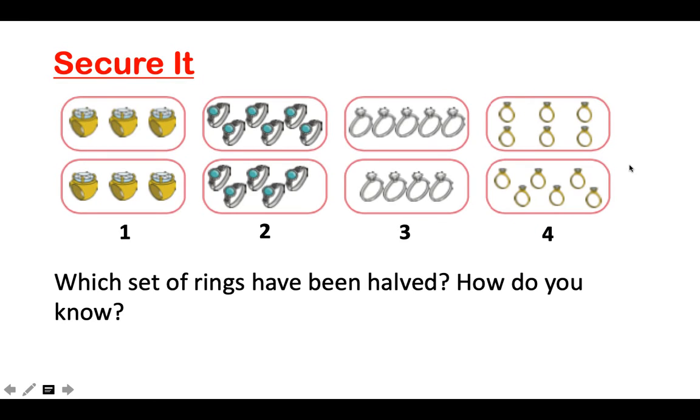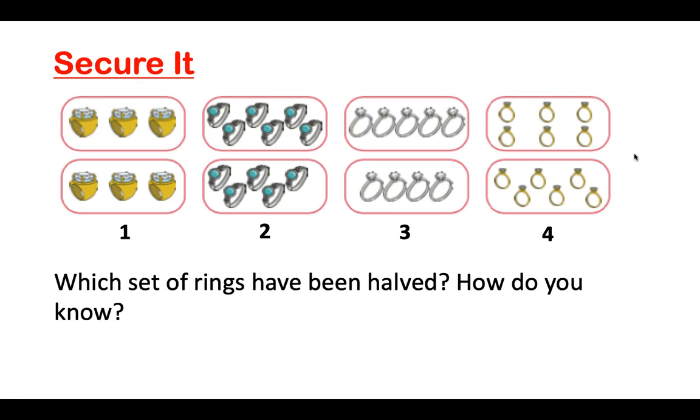Okay, so now we've got our secure it. So I've got 4 sets of rings, number 1, number 2, number 3 and number 4. So what I would like you to do is work out which set of rings have been halved. So all of these rings were a whole set to start with, okay, but now they're in 2 halves. Okay, well, one of them is in 2 halves, or maybe 2 of them are in 2 halves, but they're not all in halves. Okay, so I want you to find out which set of rings have been halved and how do you know. Okay, so I want you to explain how you know.